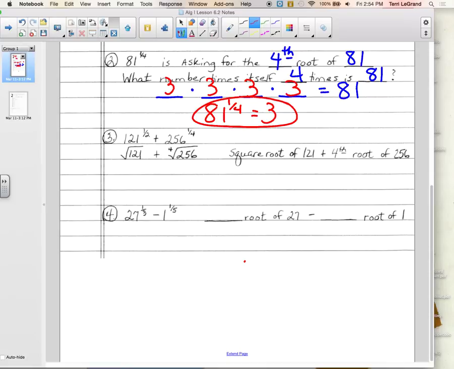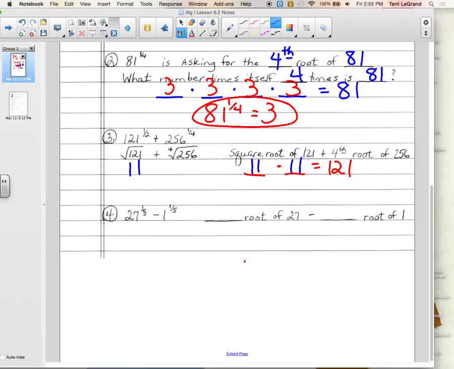Okay. Moving on to number 3, now we have 2 powers, 121 to the 1/2 power and 256 to the 1/4 power, and we're going to find their sum. So we're adding them together. Well, the first one is asking us for the square root of 121. Isn't that what 121 to the 1/2 power means? So we're really looking for what times what equals 121. What is that, Russell? 11.